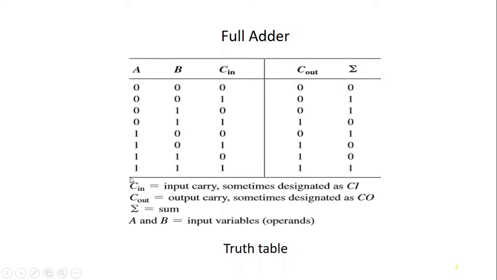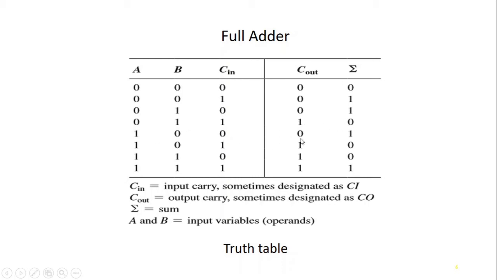So the truth table gives the possible input combinations and their corresponding outputs. For 0 plus 0 plus 0, sum bit is 0 and carry 0. 0 plus 0 plus 1, sum bit 1, carry 0. 0 plus 1 plus 0, sum is 1 and carry 0. 0 plus 1 plus 1, sum is 0 and carry bit 1.